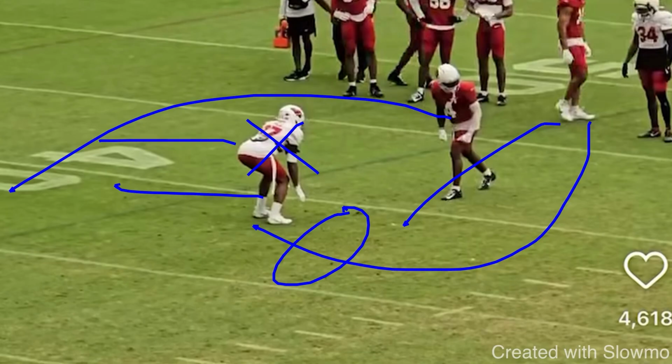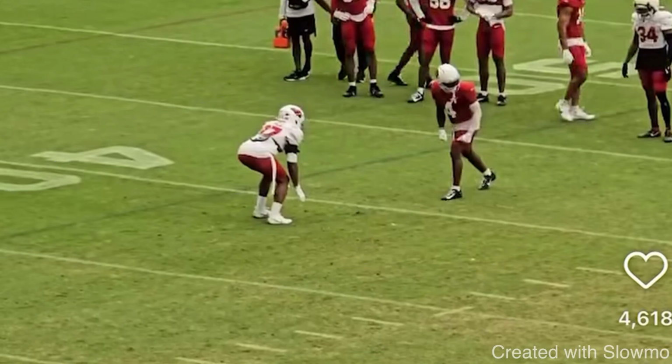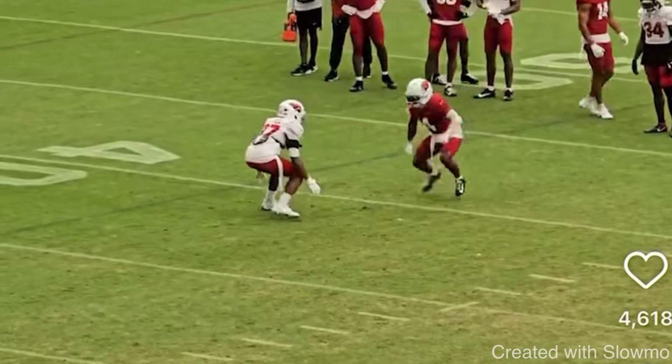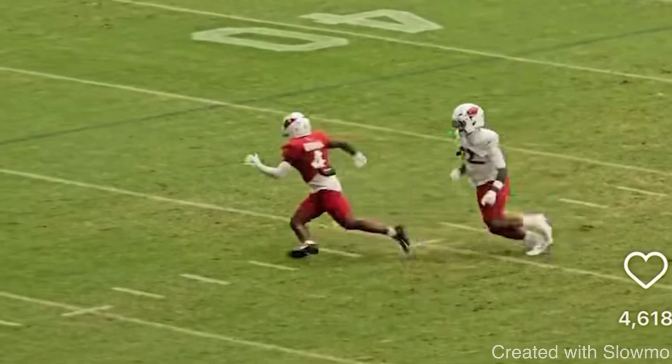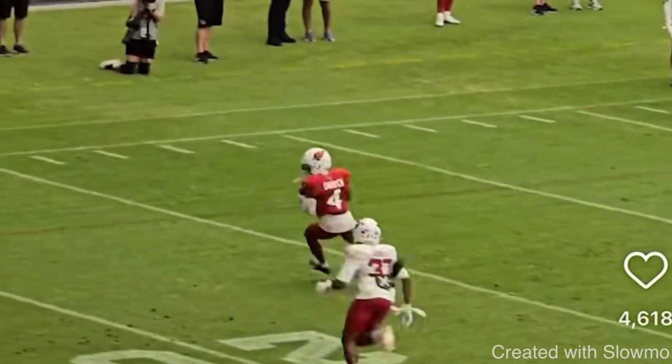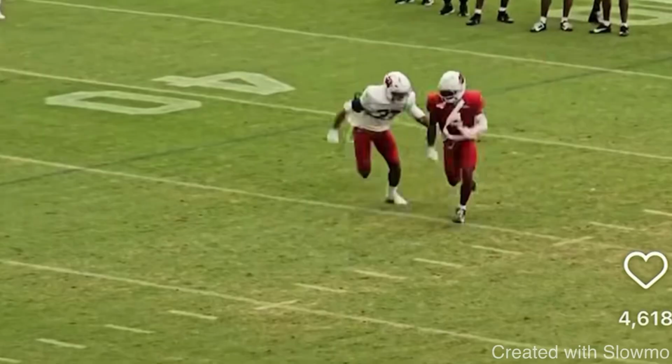But more often than not, it's not an MOR, and you have to take a release opposite of the DB's leverage, and I'll explain why. So this is a great example of how to actually do that. This receiver closes space, restacks to the inside, gives a move, and then is able to win on his 15-yard out.